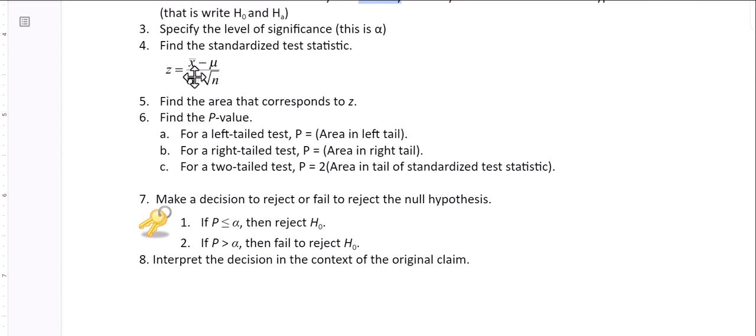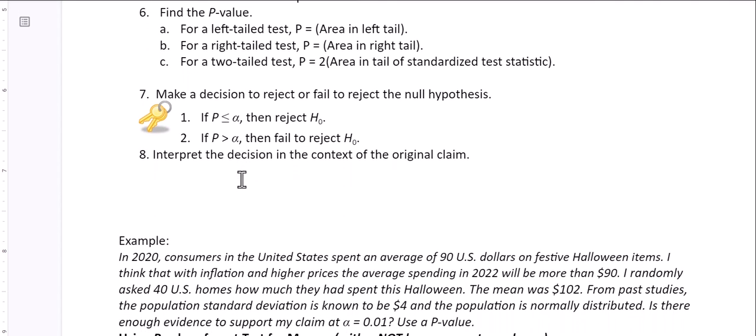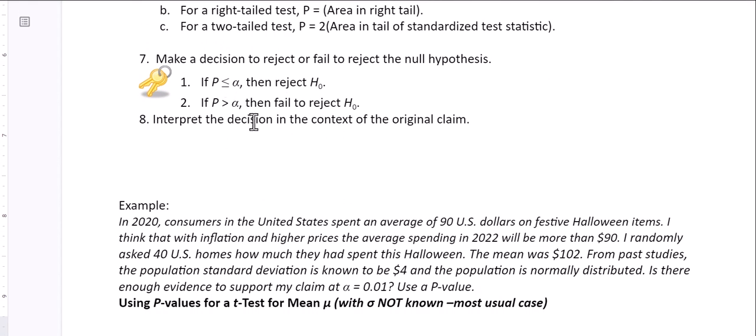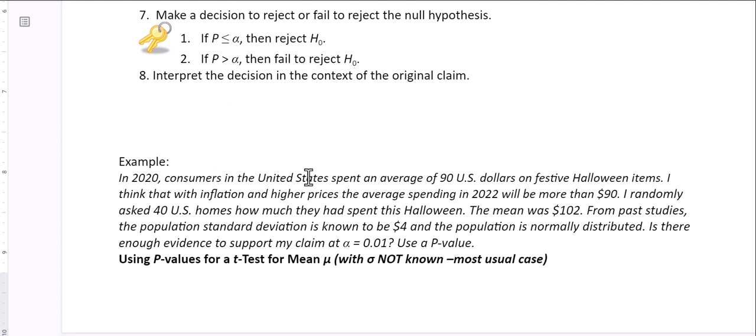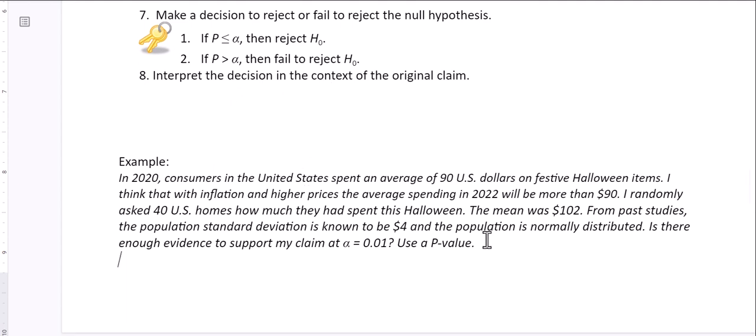Find the area that corresponds to your z and determine whether it's in the left tail, right tail, or two tail. The way you know whether you have left tail, right tail, or two tail comes from the alternative hypothesis. So we'll go over that in this example. Then make a decision based on your p-value compared to the level of significance, your alpha, and then interpret the decision in the context of the problem.